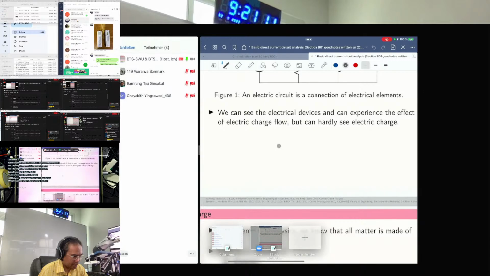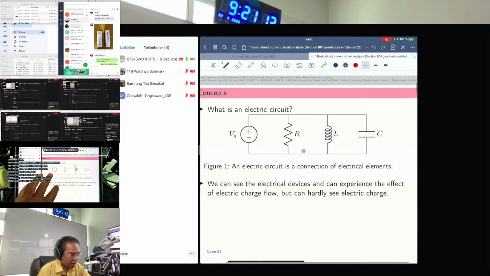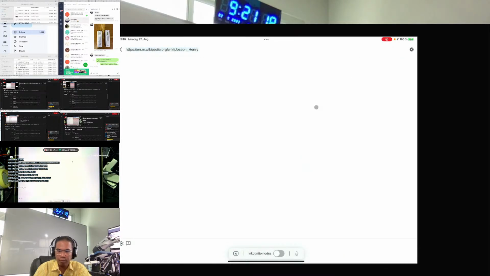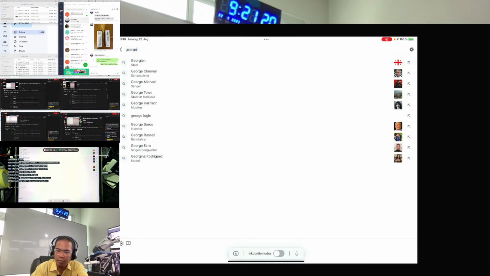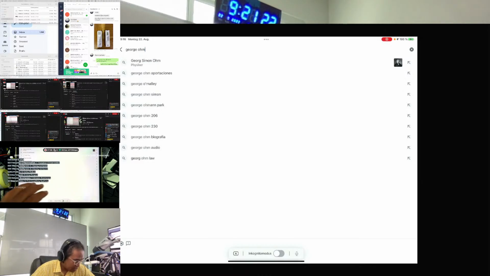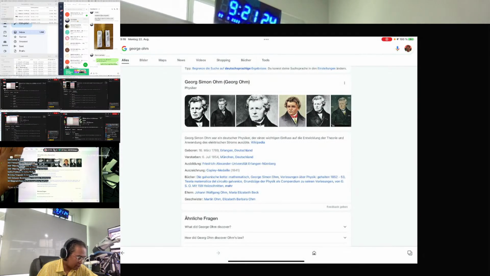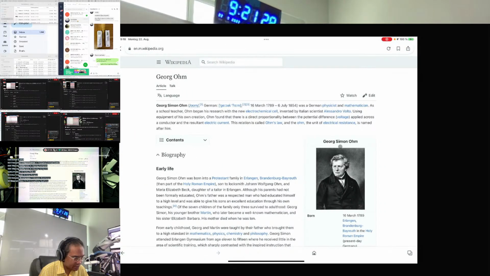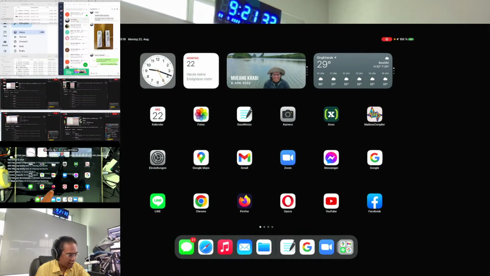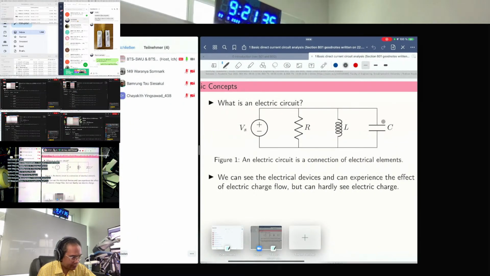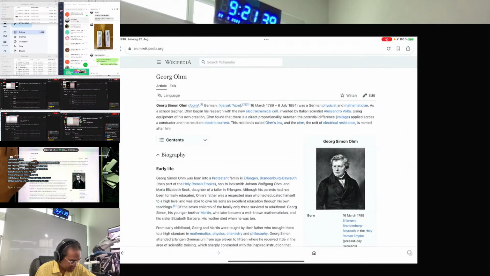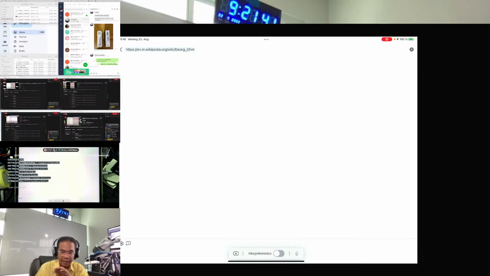What else? The unit of resistance, right, is from Georg Ohm. George Ohm in English. In German, it's called Georg Ohm. This person, George Simon Ohm. All right. And the next one is capacitor. The unit of capacitor is derived from this person. He is quite well known, Michael Faraday.